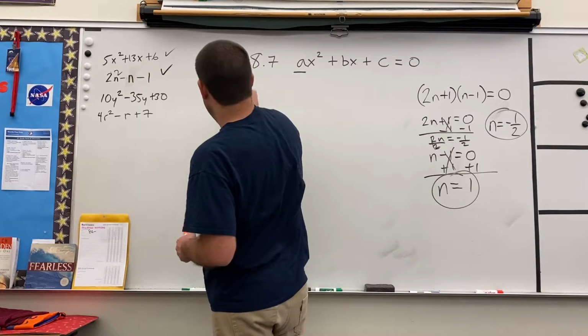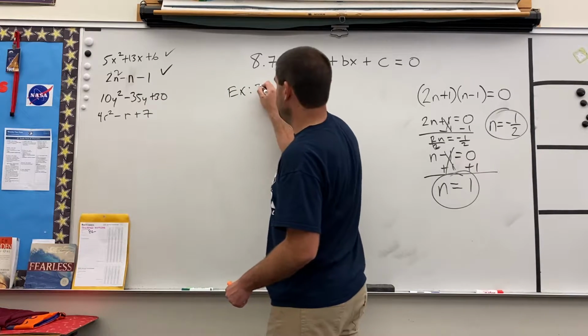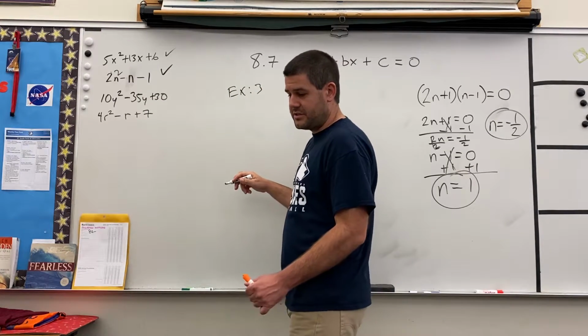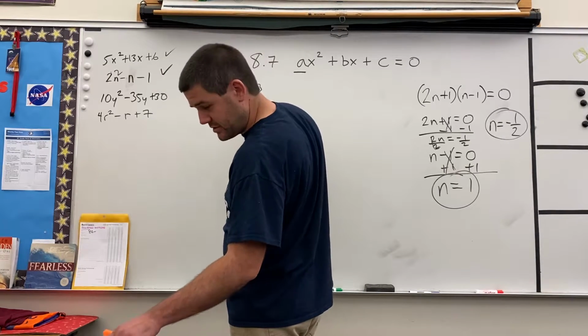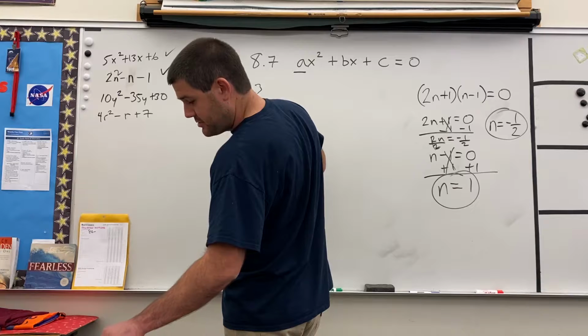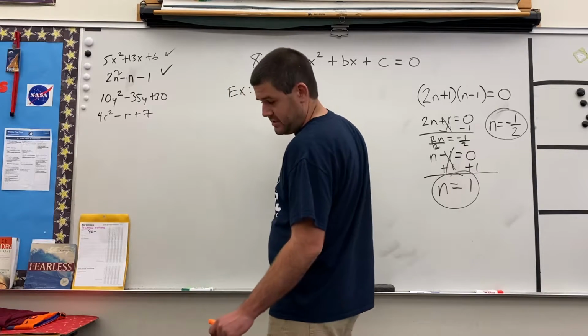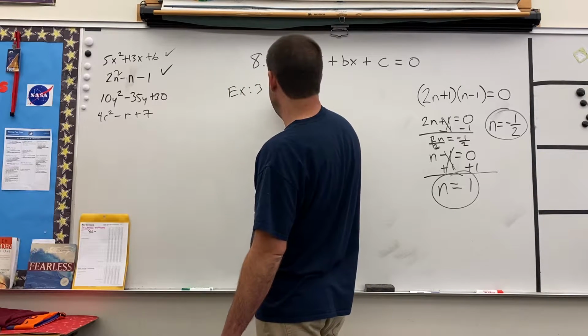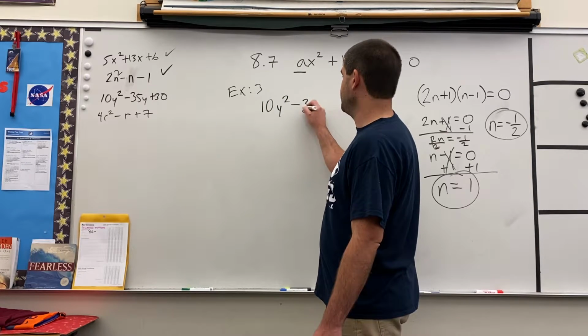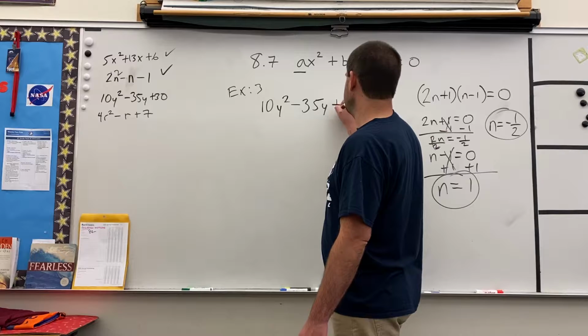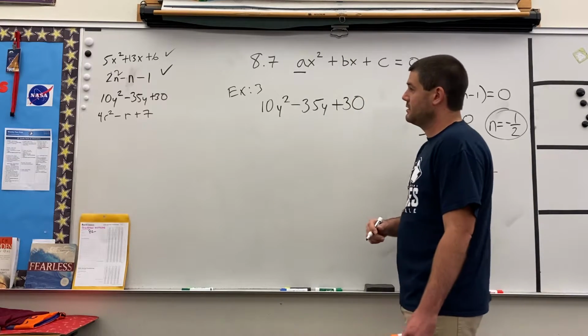Okay, so we got that guy. Okay, example 3. And like I said, all of these are the guided practice in your book. So this next one that we're doing is 2B on page 511. So 10y squared minus 35y plus 30.